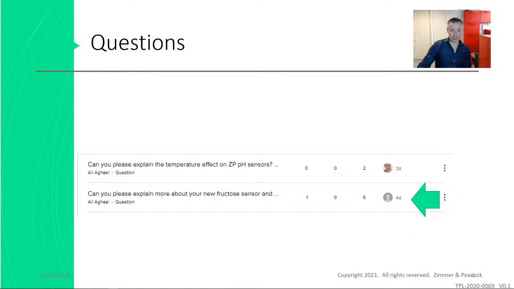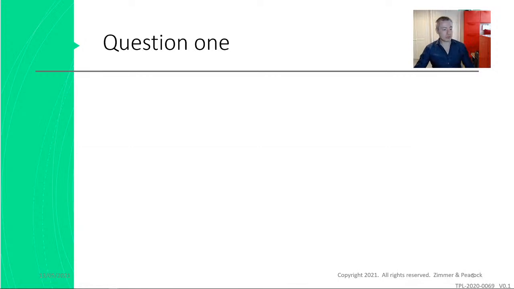One of the questions that came in was about fructose sensors, and another question was about the temperature effect on ZP pH sensors. I actually ended up answering the question as if it were about the temperature effect on ZP glucose sensors, so I might have to do this twice, but stick with me and it might be interesting anyway. So question one was really about the fructose sensors.